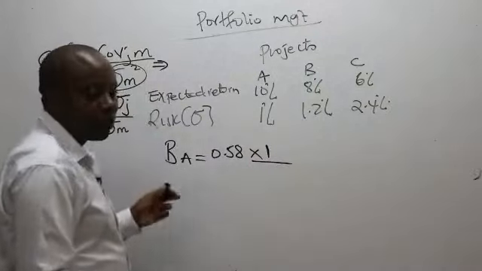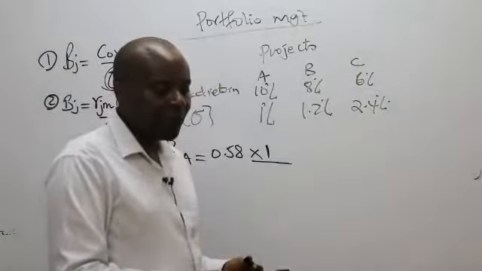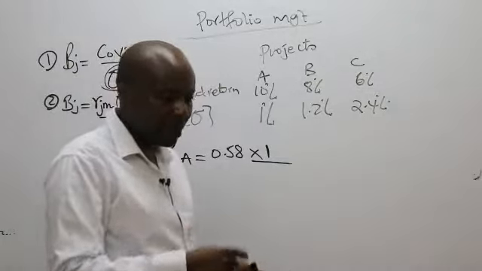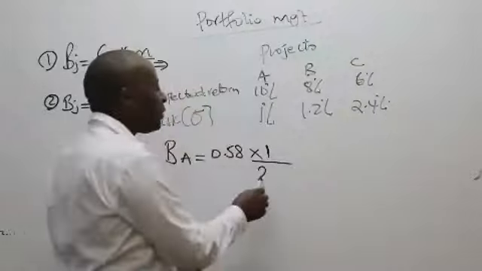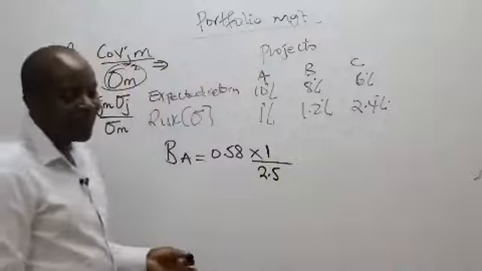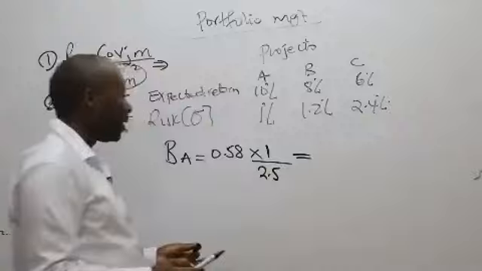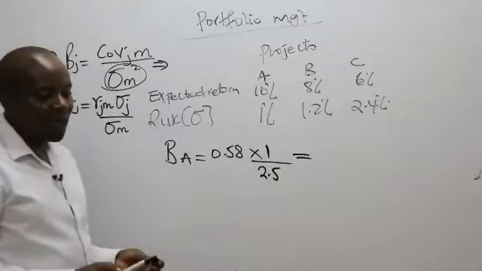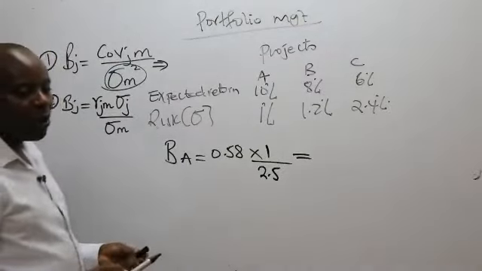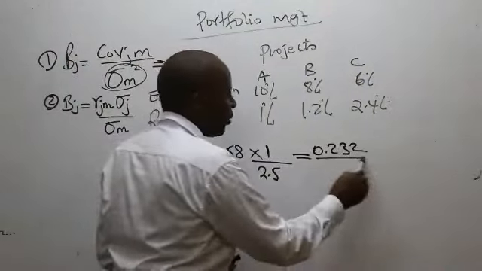Is there somebody who is able to remember the standard deviation of the market? It's given somewhere: 2.5. Always omit the percentages because they tend to cancel out. So could you kindly give me this beta of A? CAPM gives me 0.232. Thank you very much.